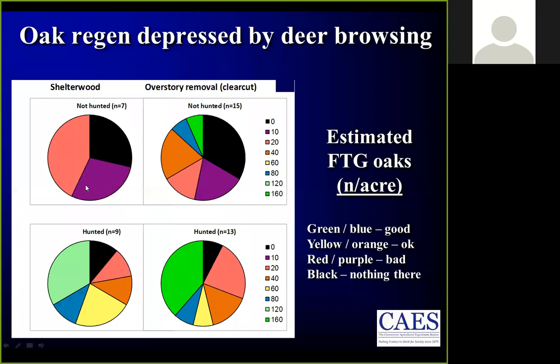Close to 60% of the stands had fewer than 10 yokes per acre that were going to be free to grow. While in areas that were hunted, if we look at orange, which is 40 yokes per acre, we've got three quarters of the stands that are going to have at least 40 yokes per acre.